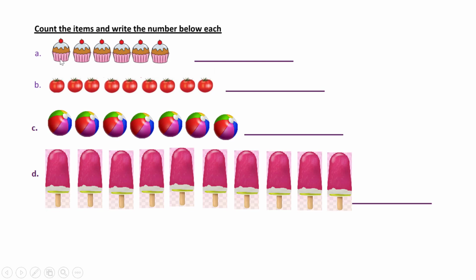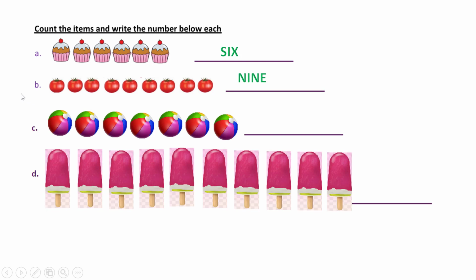Now, let's count the objects. See how many beautiful cupcakes are there. Let's count and see how many cupcakes are there with us. Count with me. 1, 2, 3, 4, 5, 6. There are 6 cupcakes. See how juicy, beautiful red tomatoes are there. Let's see how many do we have. 1, 2, 3, 4, 5, 6, 7, 8, 9. 9 tomatoes.